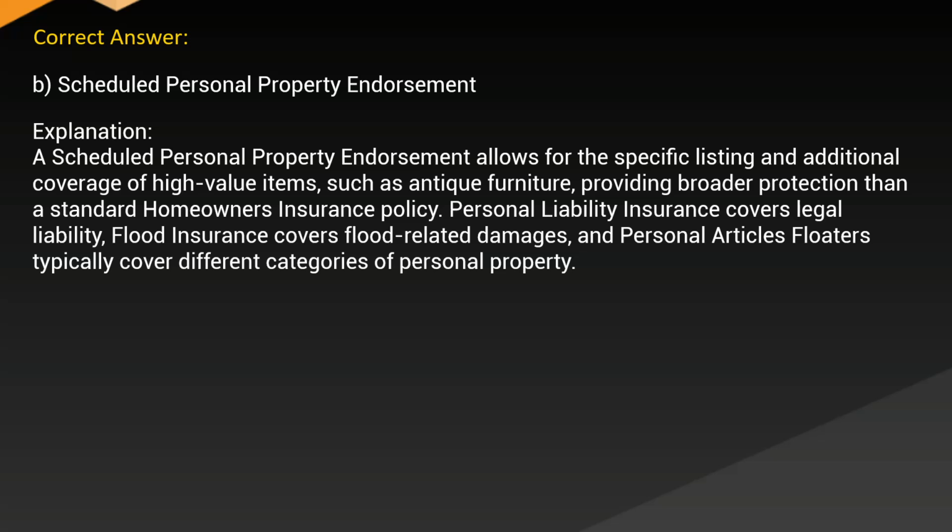Correct answer: B. Scheduled personal property endorsement. Explanation: a scheduled personal property endorsement allows for the specific listing and additional coverage of high-value items, such as antique furniture, providing broader protection than a standard homeowner's insurance policy. Personal liability insurance covers legal liability, flood insurance covers flood-related damages, and personal articles floaters typically cover different categories of personal property.